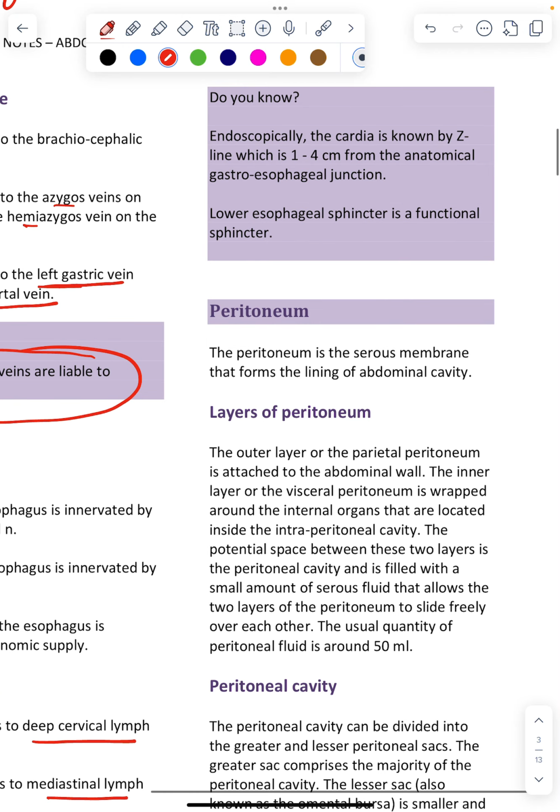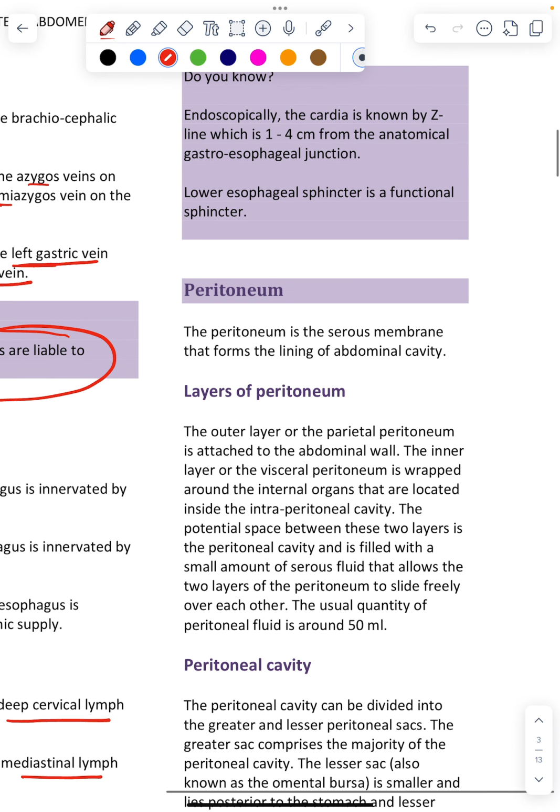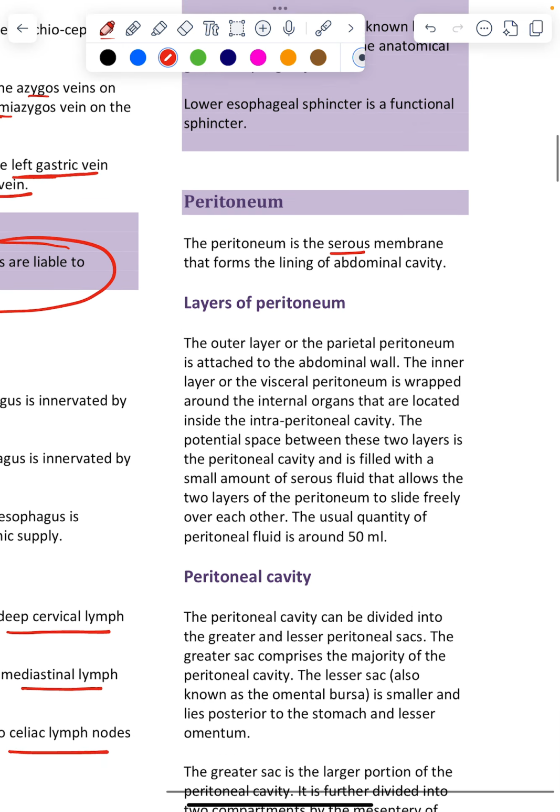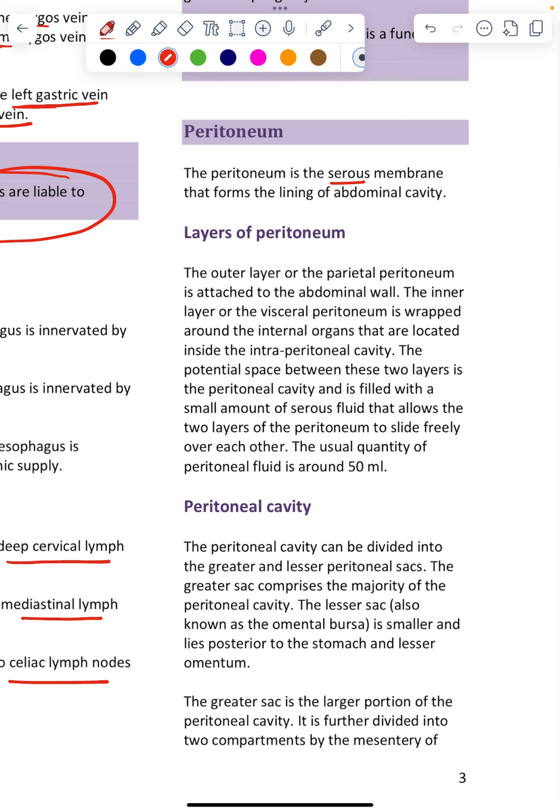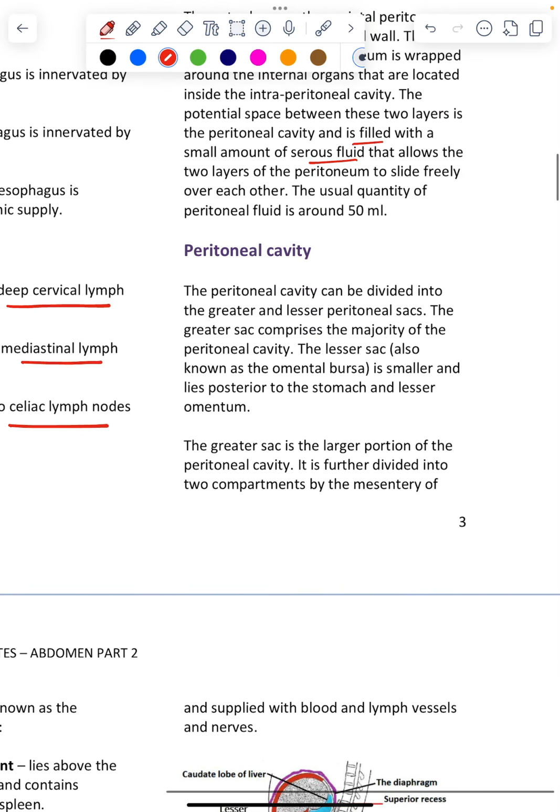Next, coming to peritoneum, it is a serous membrane that forms the lining of the abdominal cavity. The outer layer, the parietal peritoneum, is attached to the abdominal wall. The inner layer is the visceral, wrapped around the internal organs. There is a potential space between the two layers. The peritoneal cavity is filled with a very small amount of sterile serous fluid, which allows the two layers of peritoneum to slide freely. Usually it is around only 50 ml. When you open the abdomen, there should be only 50 ml of fluid.